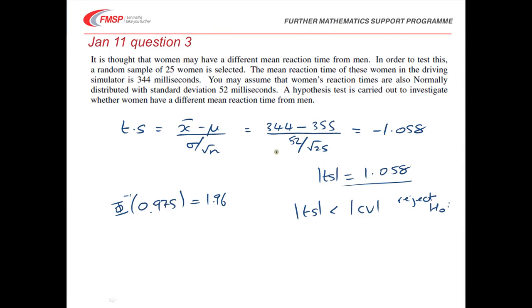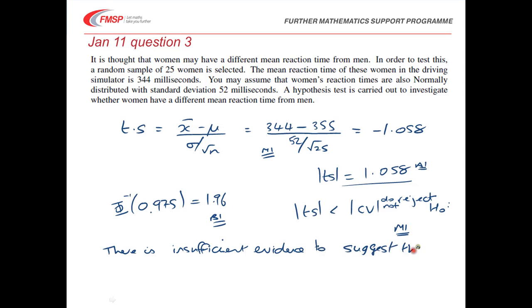We've picked up a method mark for correctly finding the test statistic and an accuracy mark for getting the correct test statistic. We then get a B mark for getting the correct critical value, and an M mark for sensible comparison. Your final mark is about getting the conclusion in context correct. So we do not reject H0. We then have to write our comment on here. So there is insufficient evidence to suggest that.